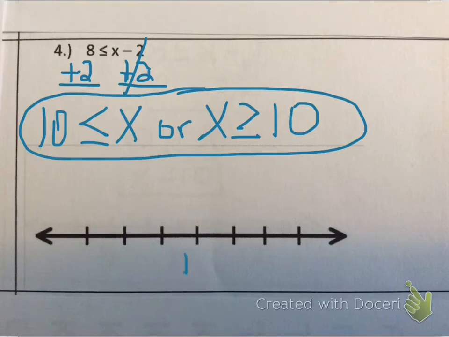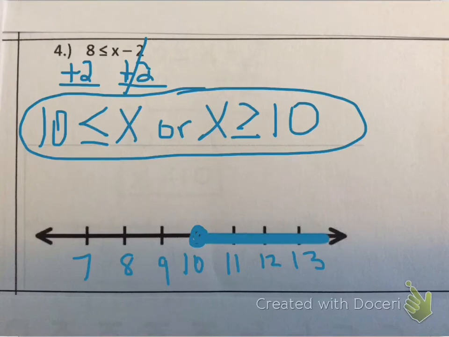So we have a 10, 11, 12, 13, 9, 8, 7. Okay, and that is x is greater than or equal to 10. So that it is including 10, and it's all the numbers that are greater than 10. So we are going to go with 11, 12, 13, 14, and so on. Okay, just make sure that's colored in circle, closed circle, all to the right.